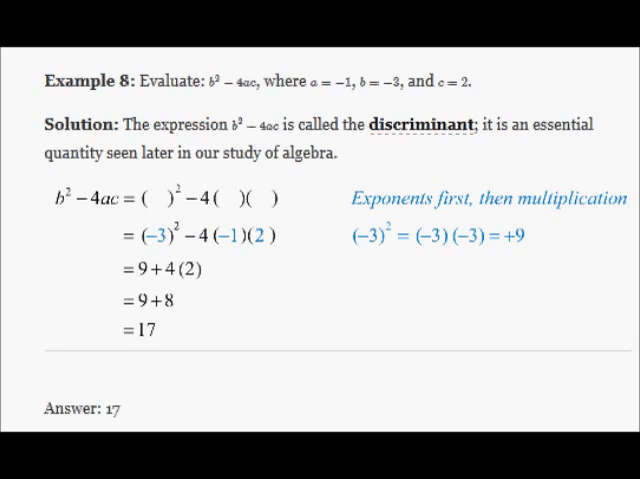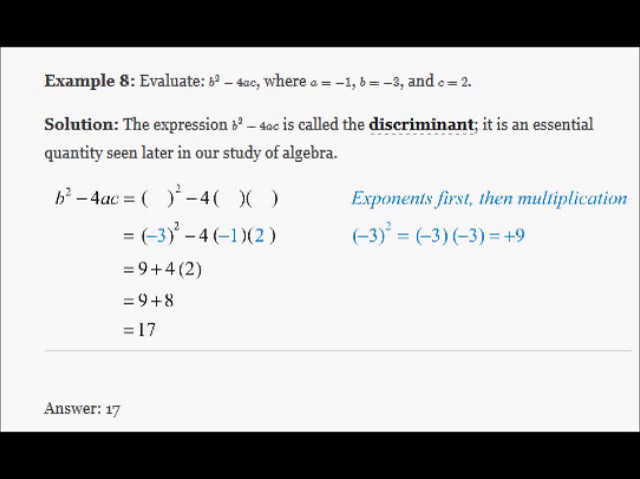Okay, so in this case, a is going to be equal to negative 1, b is going to be equal to negative 3, c is going to be equal to positive 2. And we want to evaluate what b squared minus 4ac is. So b squared is negative 3 squared. Negative 3 times negative 3, negatives cancel, and that's positive 9. So we're going to have 9 minus 4ac.